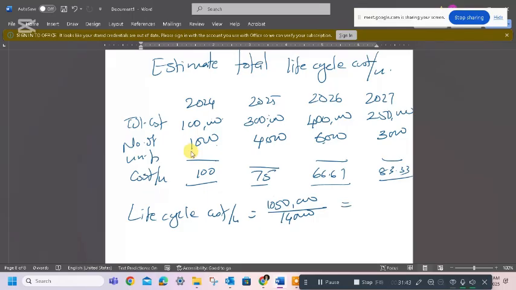Now, divide it. I think you get 78, is it? Yeah, 78. No, 75. 75 average cost. So use 75 all the years. First year also assume it as 75, second year 75, third year 75, fourth year 75. So that this fluctuation can be avoided.